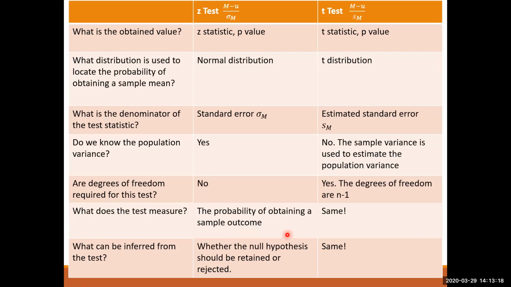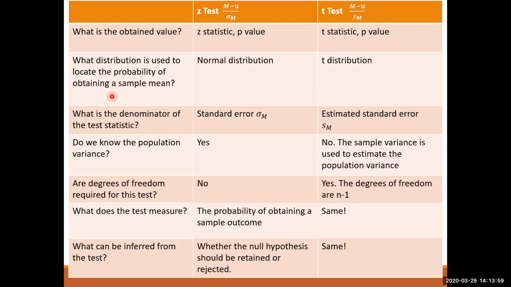So here's a chart that I believe is helpful. It just illustrates the differences, once again breaking it down into the fundamental pieces of the t-test and the z-test hypothesis test. So one characteristic is the obtained value. At the end, when we're calculating our mean, what is the value that we obtain? Well, we obtain a z-statistic and a p-value, okay? For a t-test, we obtain a t-statistic and the same thing, a p-value.